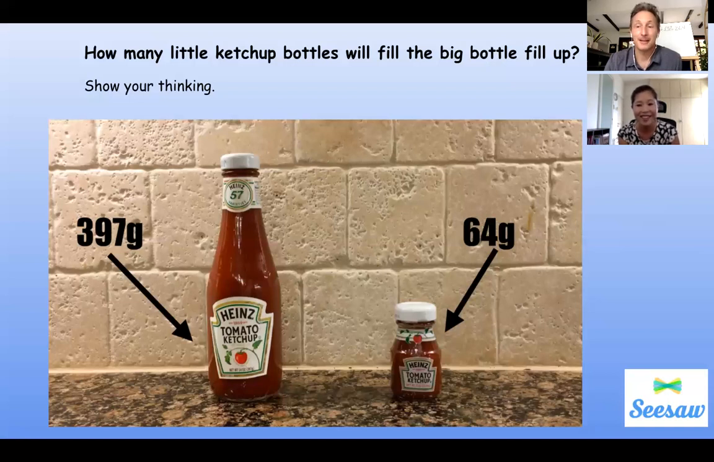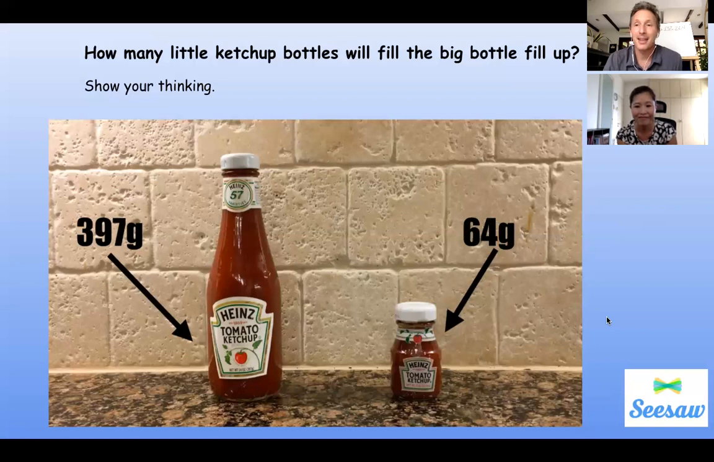Okay? All right. So just a little hint. The 64, how many of those small bottles will fit into the big bottle? So you might do 64 is one, add another bottle of 64, maybe even another, keep adding those 64 to see if you can get close to 397, and then post your answer on Seesaw and show your thinking.